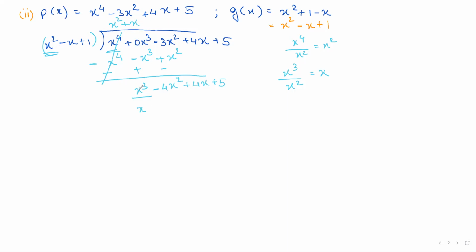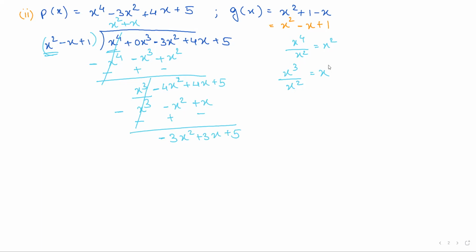We'll multiply x with this particular term. We'll get x cube minus x square plus x. Subtracting, the signs get inverted. These two terms get cancelled. You get minus 3x square, minus 4x square plus x square is minus 3x square, plus 4x minus x is plus 3x, plus 5.